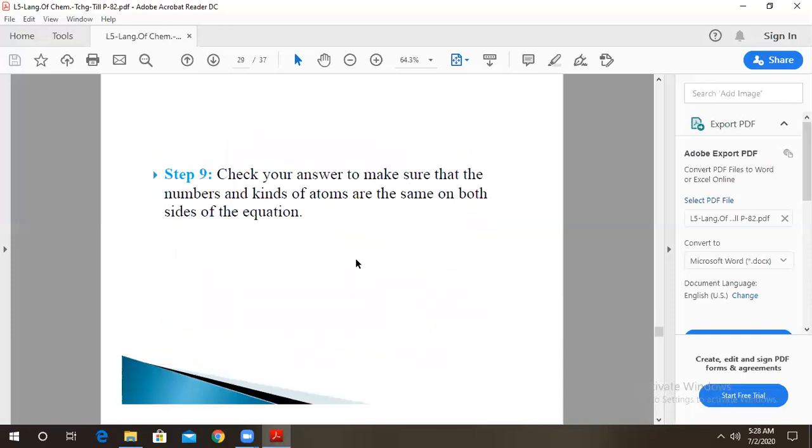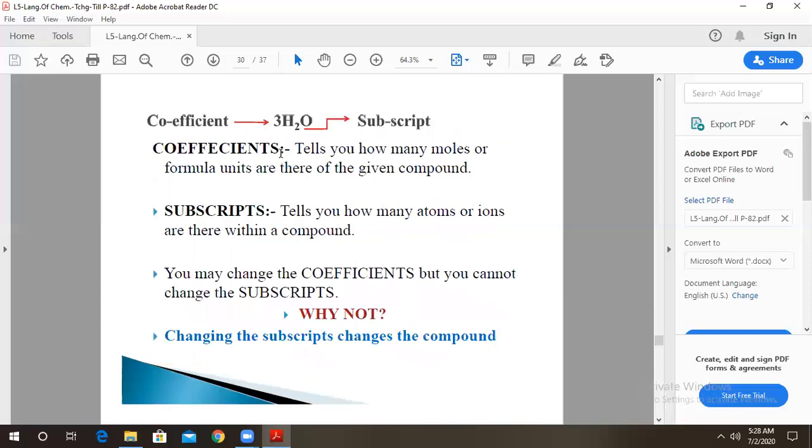And now finally check that your reaction is balanced. So this is your coefficient, this is your subscript. Changing the subscript changes your compound. You cannot change the compound, you just have to change the number. Very good.